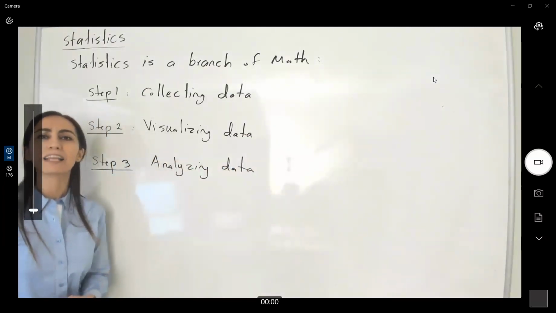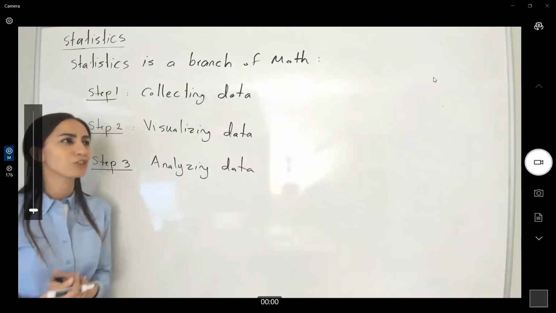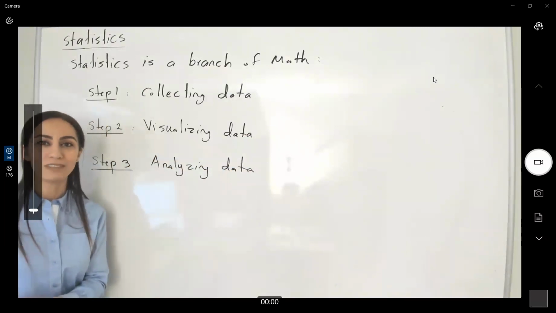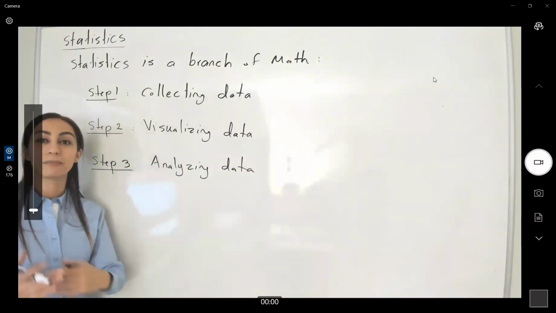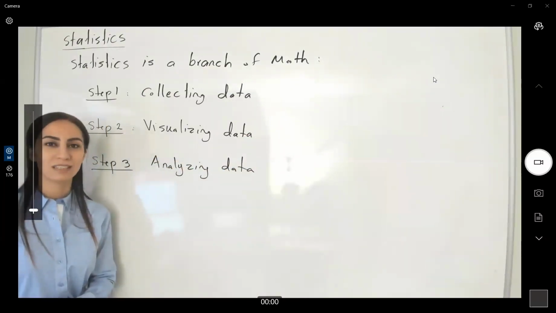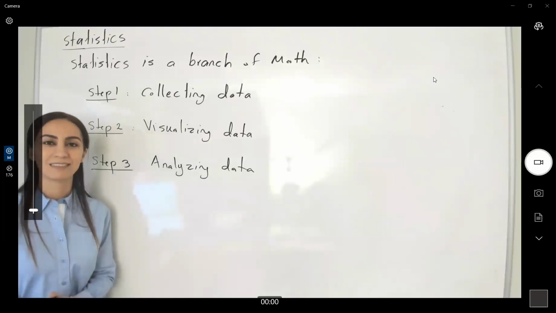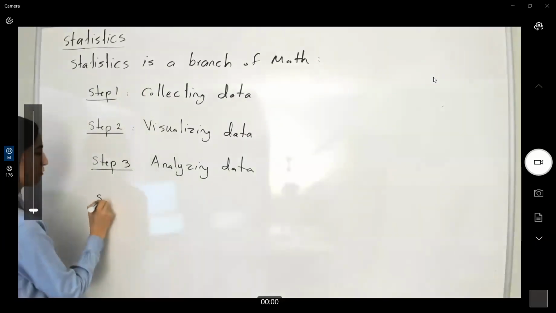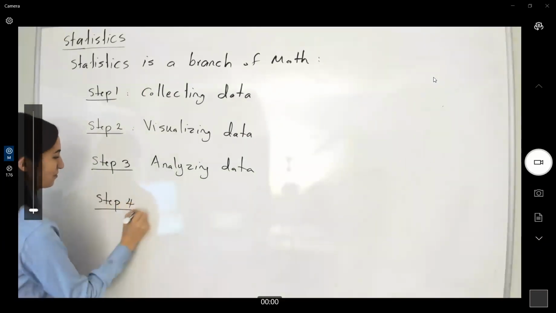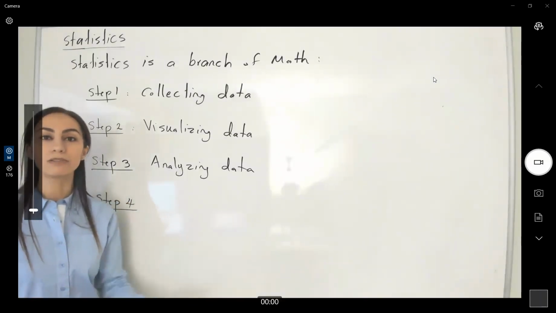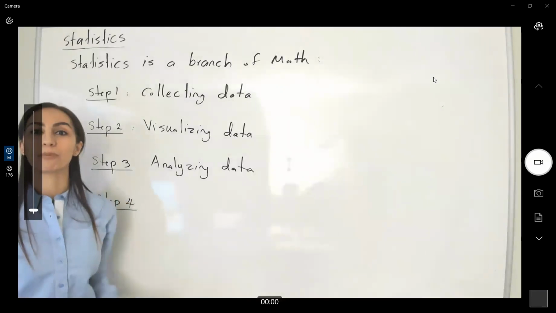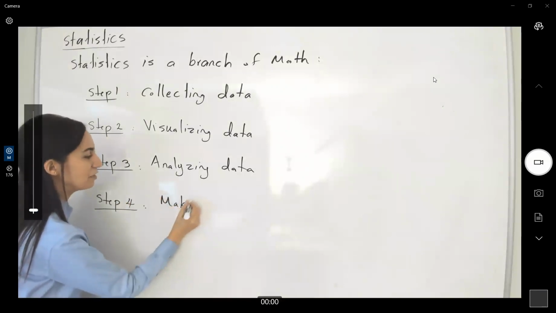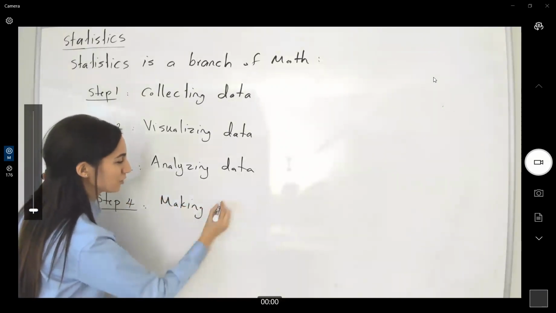Well, after we analyze the data, suppose you collected information about the other students' SAT scores. You're interested in comparing those scores to other schools. So you're trying to make inferences. Step 4, make conclusions to the population. Making inferences or conclusions.